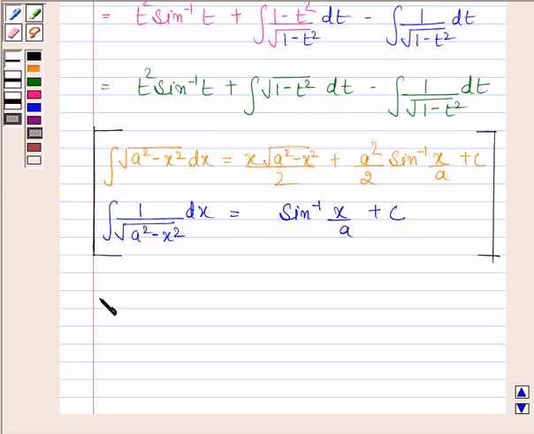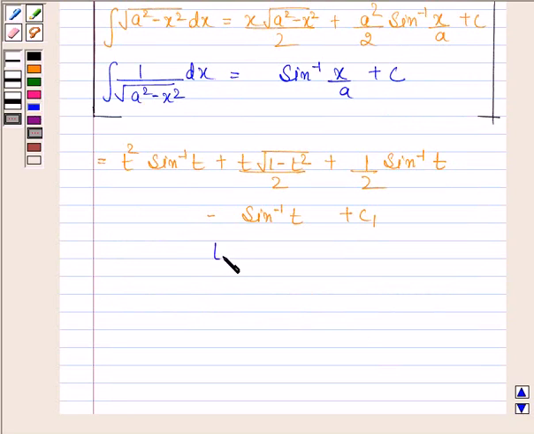So this is equal to t square sine inverse t plus, now 1 can be written as 1 square, so we have 1 square minus t square and this is of the form a square minus x square. So using this formula, this integral is equal to t into square root of 1 minus t square by 2 plus 1 by 2 sine inverse t. Now, integral of this is equal to sine inverse t plus c1. This c1 is denoting the sum of all the constants of these integrals.